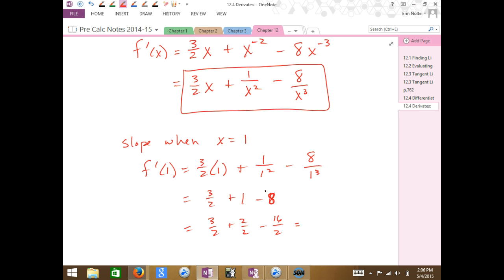So what do we get? 5/2 minus 16/2, -11/2. So that would be the slope specifically when x is 1. So we find this pretty easy?